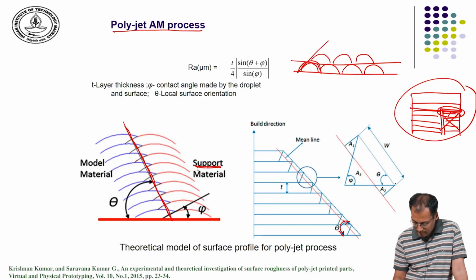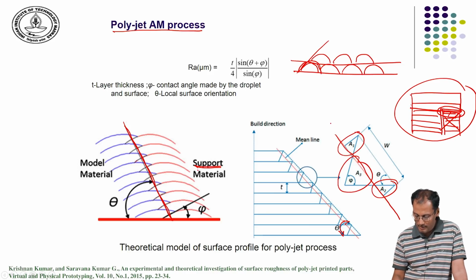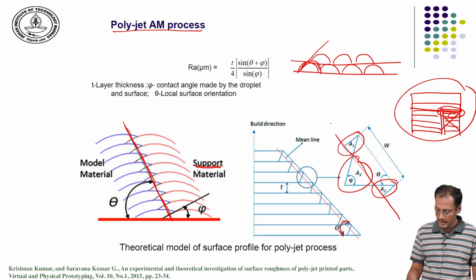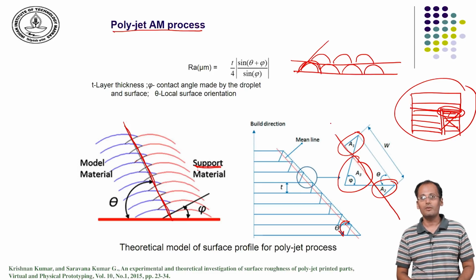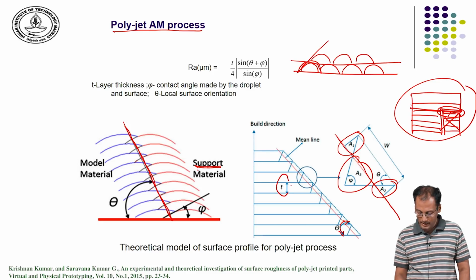So, the deviation from the intended surface, which is this red line, these are the deviations. This is to the inside and this is to the outside. This deviation could be modeled and can be used to determine optimum layer thickness or optimum part orientation.